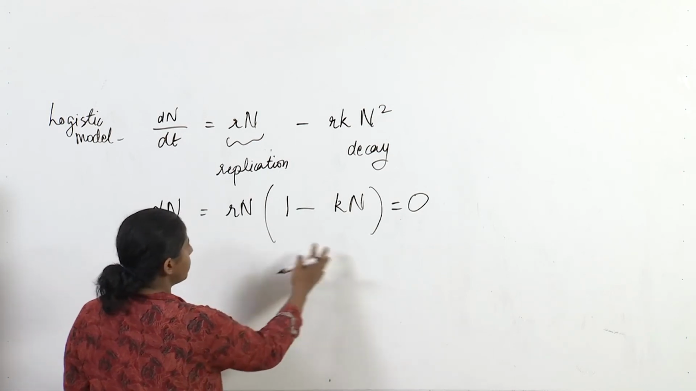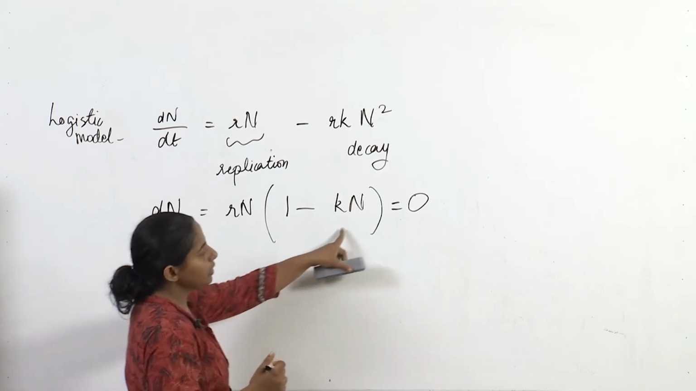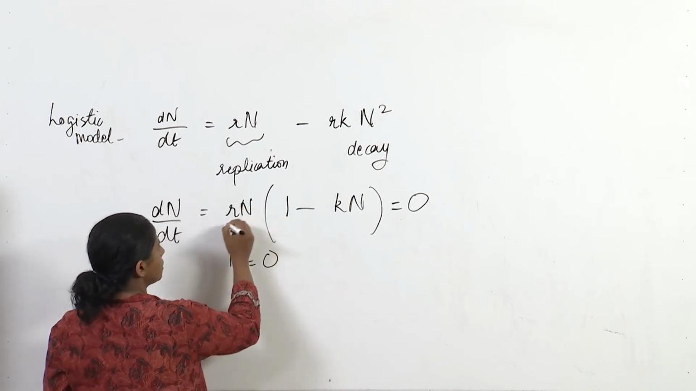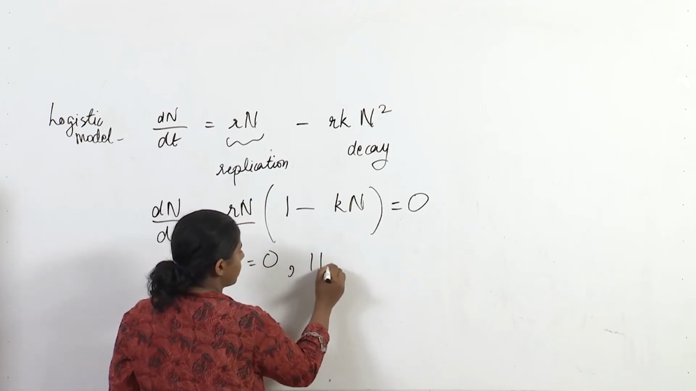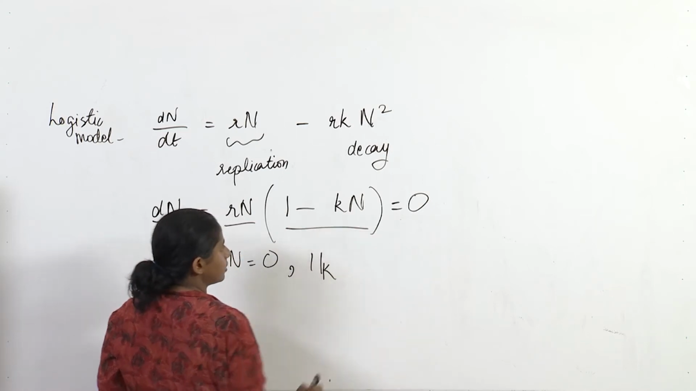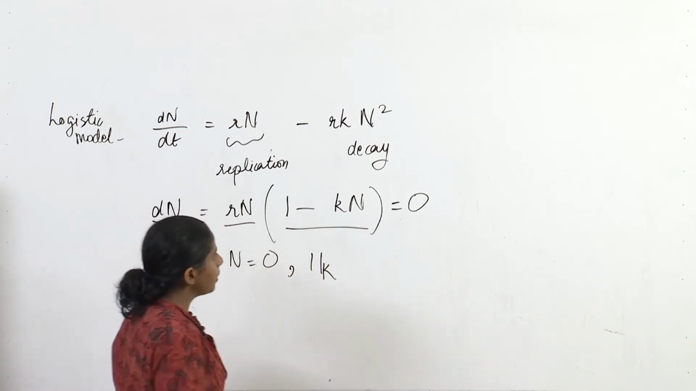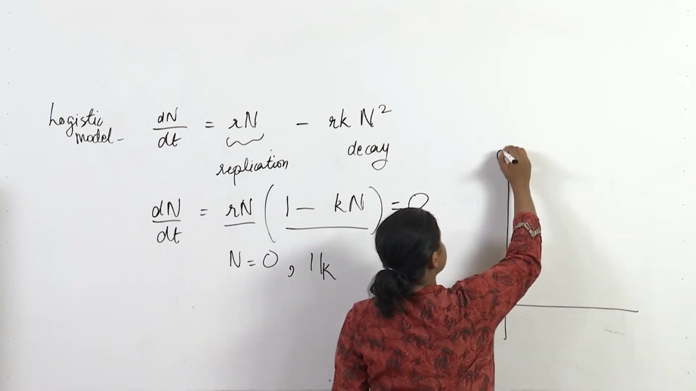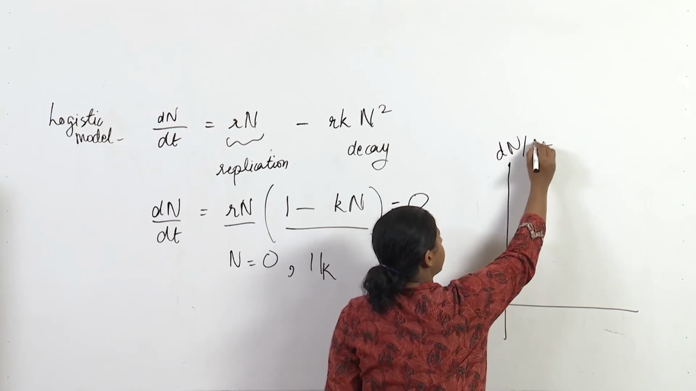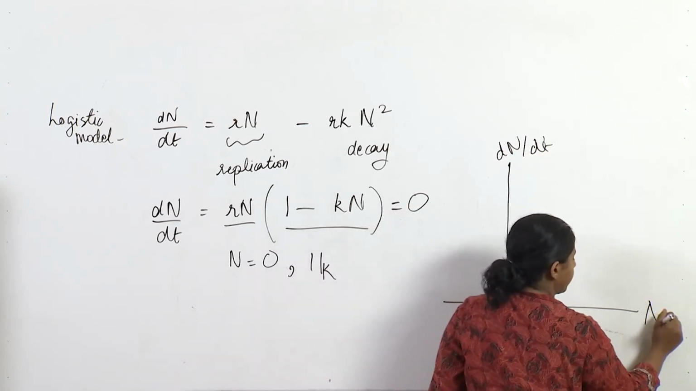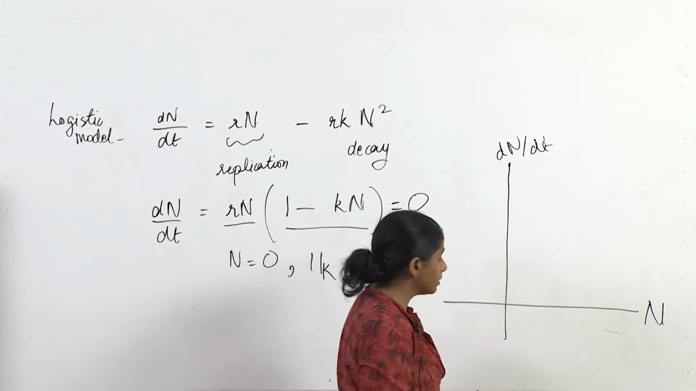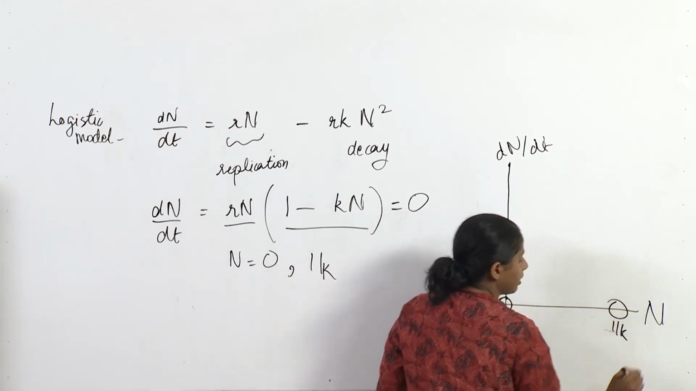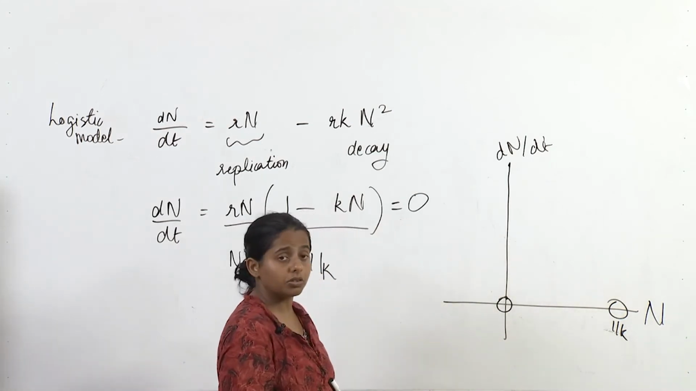So we have dN/dt, we make it equal to 0. This equation will be equal to 0 only when N is equal to 0, so this term becomes 0, or N is equal to 1/k, when this term becomes 0. Alrighty. So if we make a diagram with the y-axis representing the rate at which the population is growing and the x-axis the number of microbes present at any given instant, we know that two important points will be 0 and 1/k, because at these points dN/dt will be equal to 0.